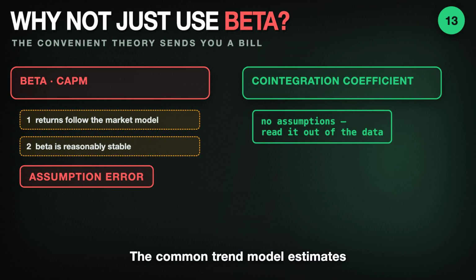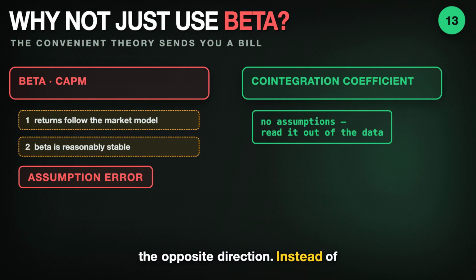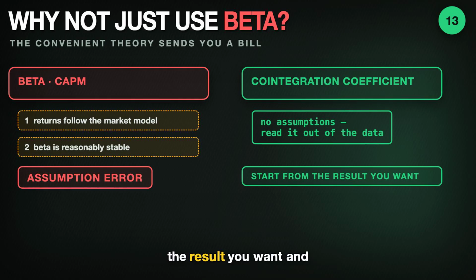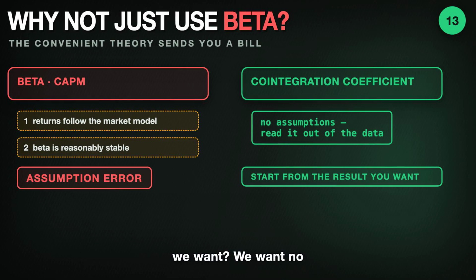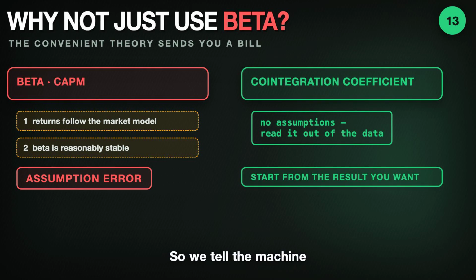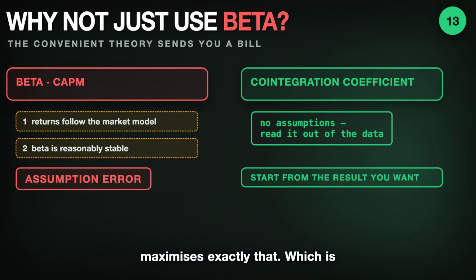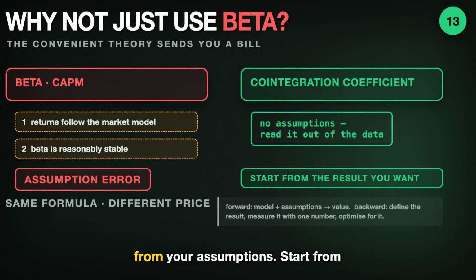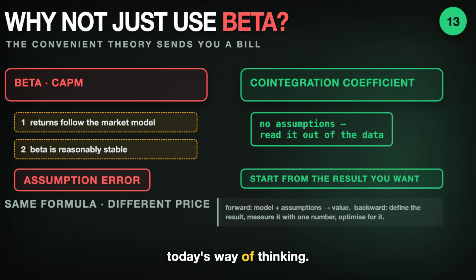The common trend model estimates the hedge ratio without those assumptions. How? It runs in the opposite direction. Instead of starting from a model and calculating forward, you start from the result you want and search backward. And what do we want? We want no trend left in the spread, so we tell the machine to find the ratio that maximizes exactly that, which is precisely what we did a few minutes ago. Don't start from your assumptions. Start from the result you want. That's today's way of thinking.